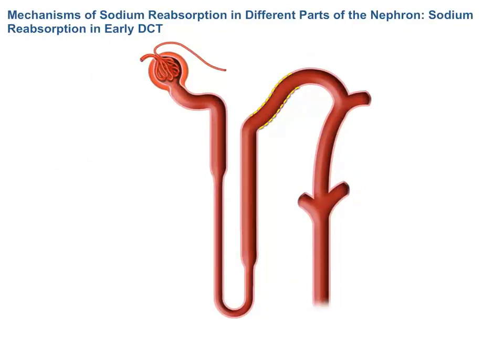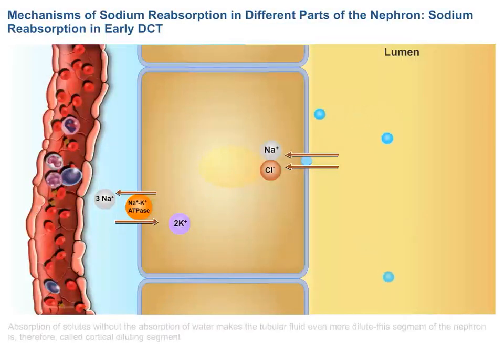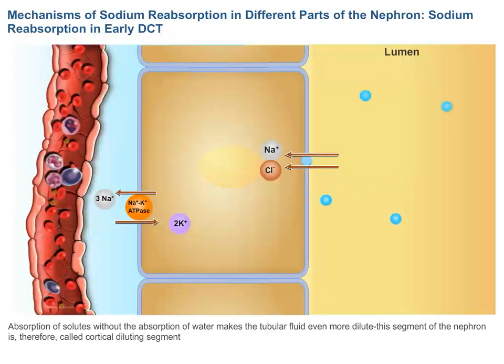Sodium reabsorption in early distal convoluted tubule. Sodium reabsorption in this segment is by sodium-chloride cotransporter on the apical membrane. The early DCT is impermeable to water. Absorption of solutes without the absorption of water makes the tubular fluid even more dilute. This segment of the nephron is therefore called the cortical diluting segment.